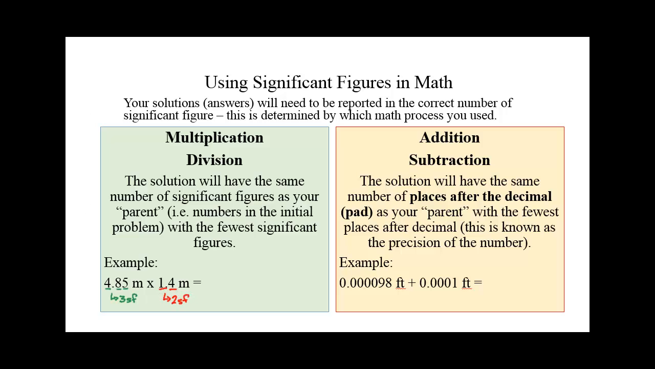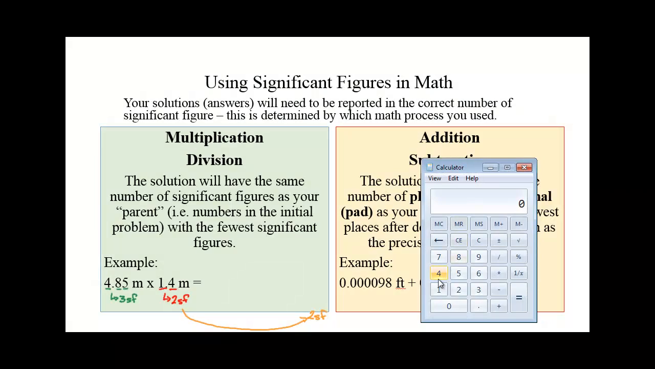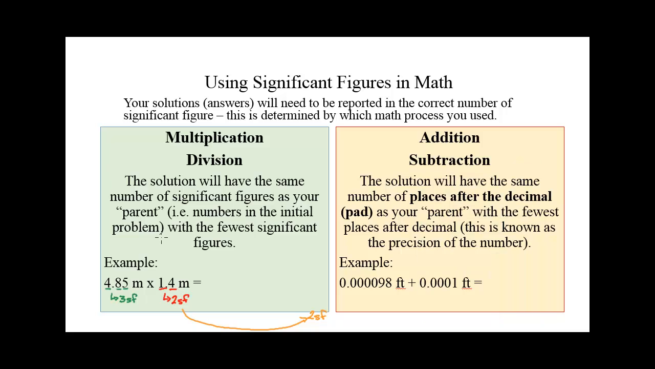Is there any way we can predict how many significant figures my answer is going to have? I hope that you say my answer is going to have 2 sig figs when everything is said and done. At this point, I put this in my calculator, 4.85 times 1.4, and I get the number 6.79. Now I need to include a unit, and in this case it's meters, and hopefully you can recognize that because it's meters times meters, it's meters squared.